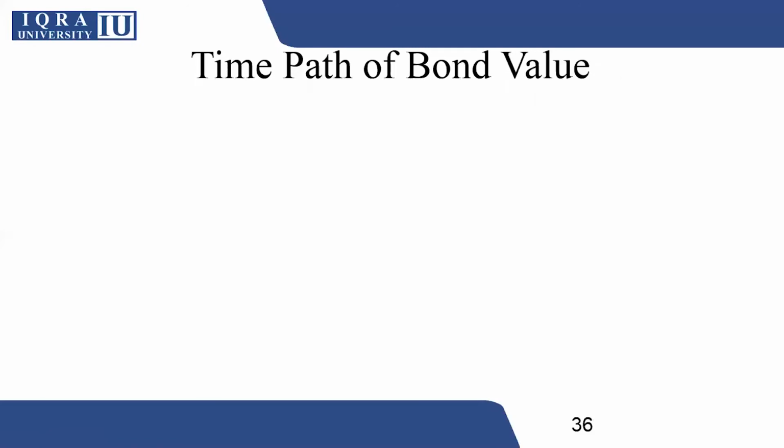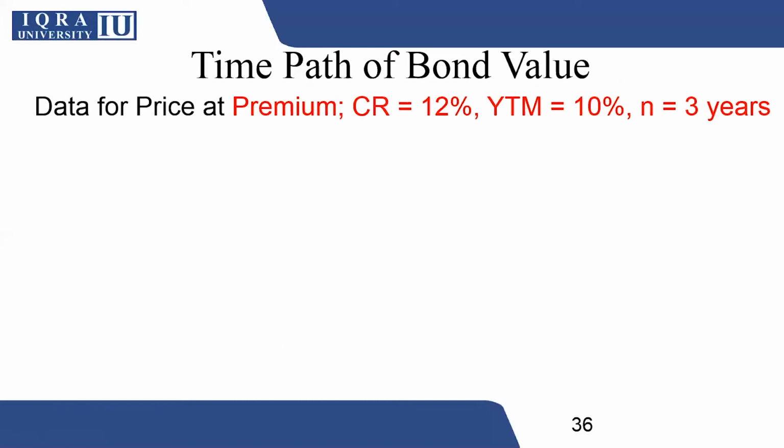Now student, this is for the understanding of those students who are thinking that we are buying a bond at a certain price and how the price will behave from period to period. So keep it in mind that there are certain assumptions that will remain the same. First, showing you the data: suppose the price at which you are buying will be reflected like this. Coupon rate is given as 12%, YTM is 10%, and N is 3 years.